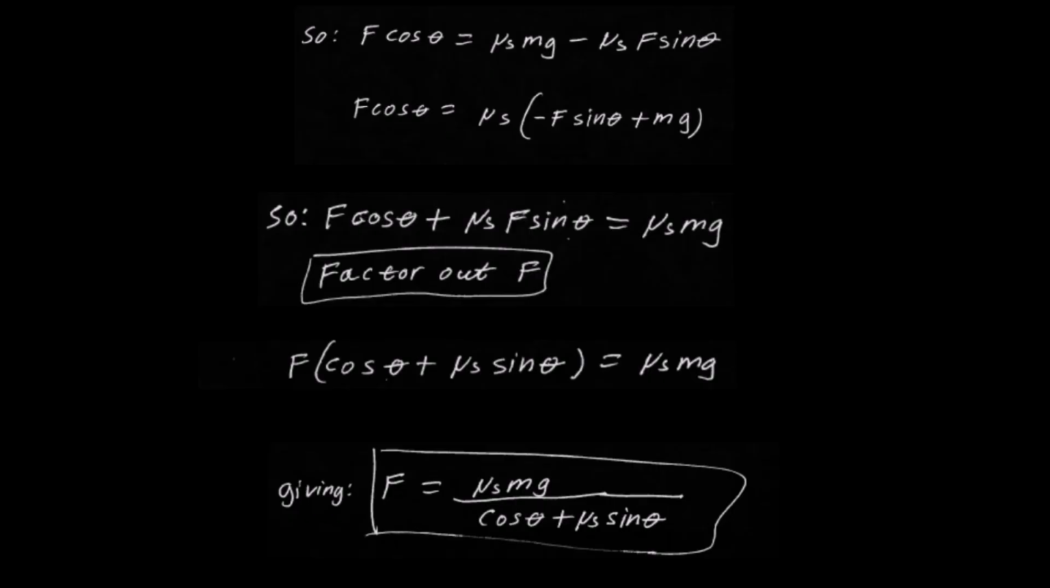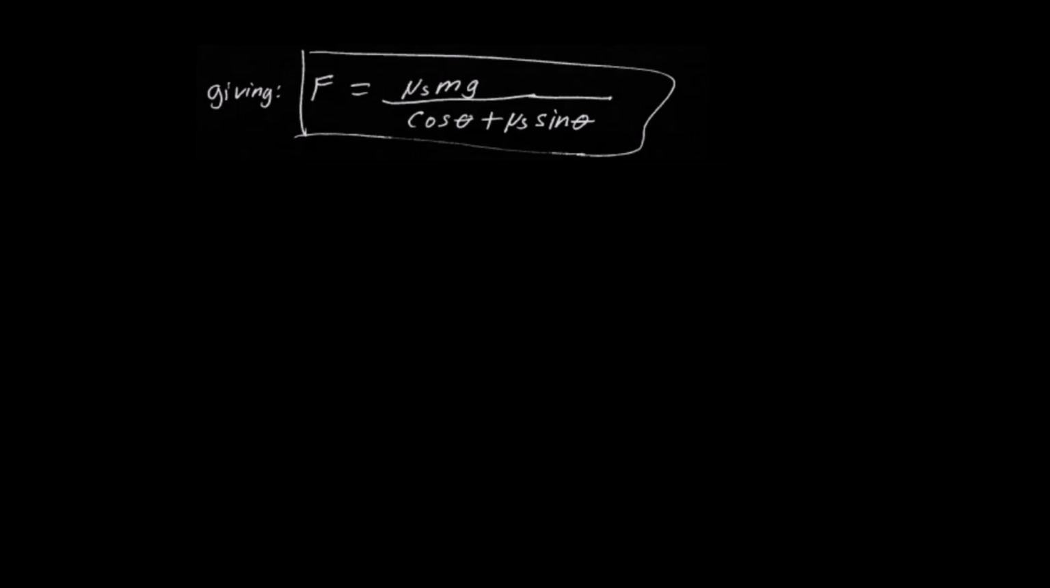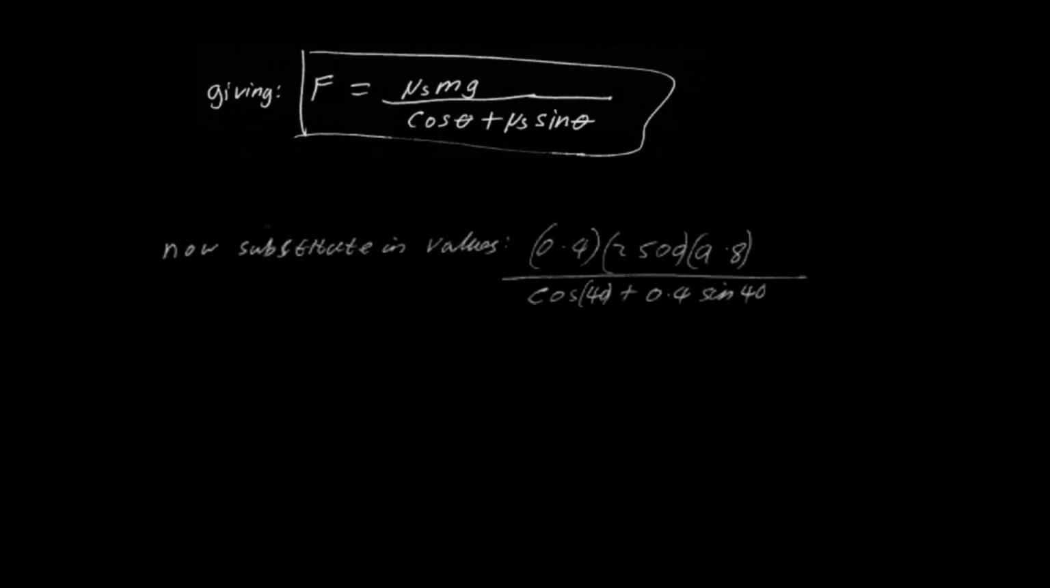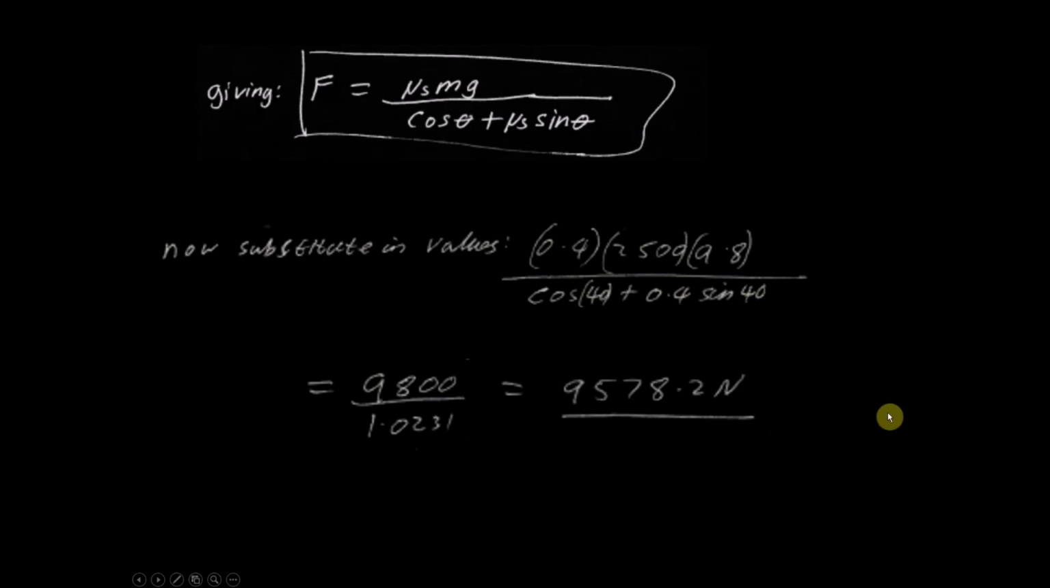So, to complete this question, here's our expression, F is mu mg over cos theta plus mu sine theta. We can substitute in everything we've got: 0.4 for mu, 2,500 for the mass, 9.8, and our angle of 40 degrees at which the system was being pulled. That'll give us 9,800 over 1.02, essentially giving us 9,578.2 newtons, or about 9.6 kilonewtons.